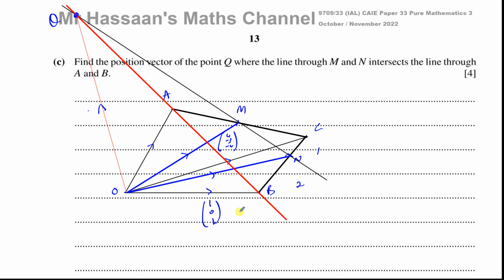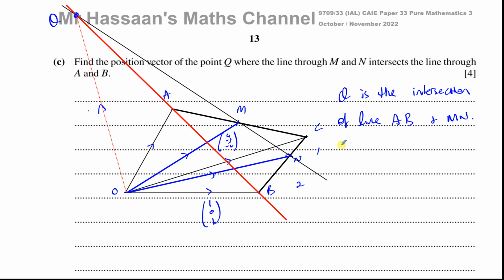Now, how do we find this vector O to Q? Well, it's where the lines MN and AB intersect. So Q is the intersection of the lines AB and MN. We didn't really have to even draw this, to be honest, but just so we can picture what's going on. Now we know the position vector of the line MN already, right? We found it earlier.